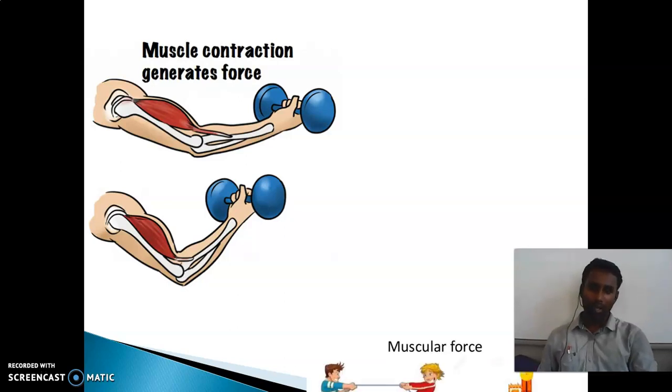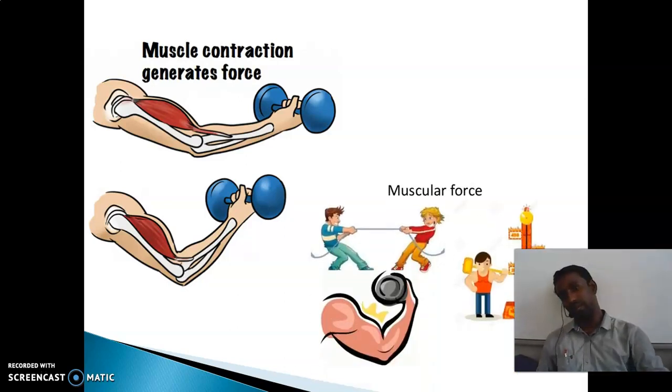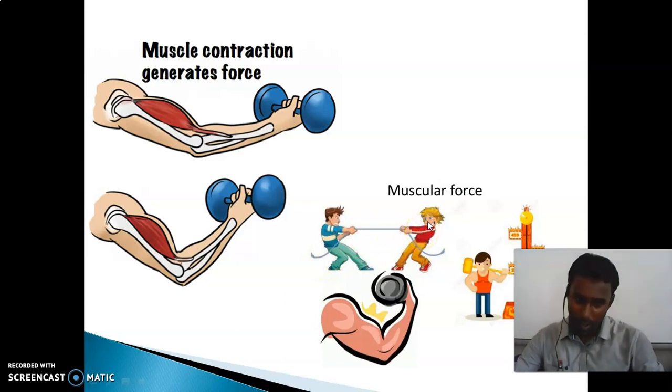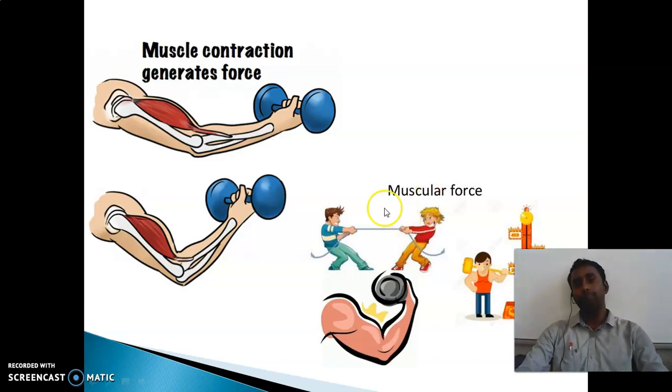And here is one more picture representing muscular force. Here the two persons are pulling each other through a rope. If they are applying an equal magnitude of force, is it possible for either of them to fall? There is no way, because if they are applying an equal amount of force, the object will be in a neutral position, so neither will fall.